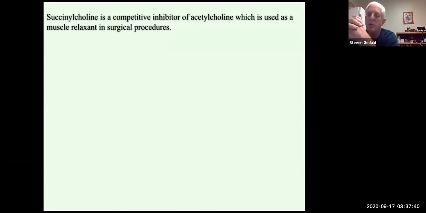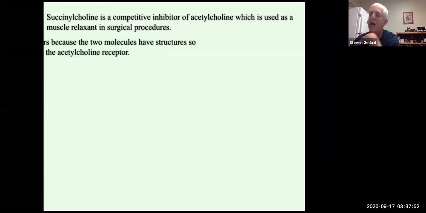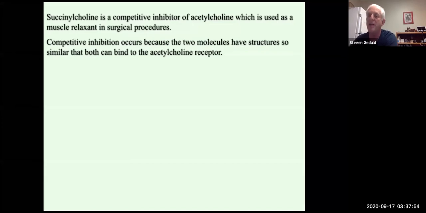Succinylcholine used to be used in operating rooms. Succinylcholine is what's called a competitive inhibitor of acetylcholine. Okay, it's used as a muscle relaxant in surgical procedures. Now, there's some dangerous properties with that when you think about how this works. A competitive inhibitor occurs because the two molecules are so similar that it binds to the acetylcholine receptor.